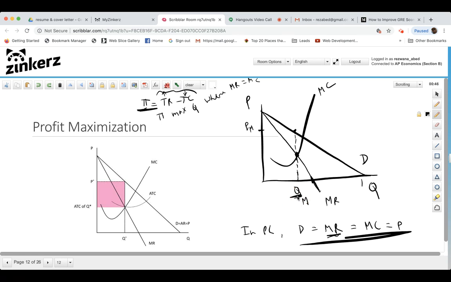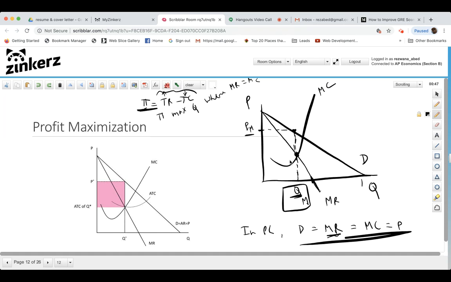So the monopolist will produce QM, and they find that by finding the intersection of MR and MC. Then they're going to charge the price by finding where this output level, this QM, hits the demand curve, because the demand curve represents your willingness to pay. So this is the highest willingness to pay for this quantity of QM. So they're going to charge the highest price that people are willing to pay for this quantity, which is PM over here. So this is their price, and this is their quantity.